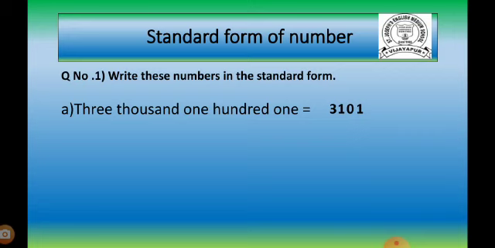3101. Let's see one more question of this type, that is 6012. Now, which number do we have to write first? The thousands number, that is 6000.